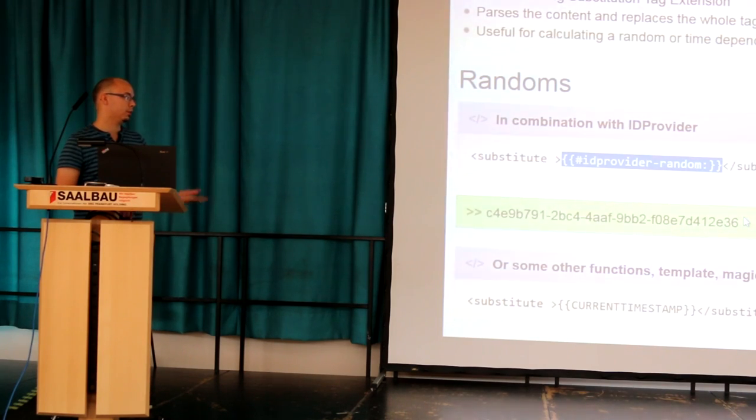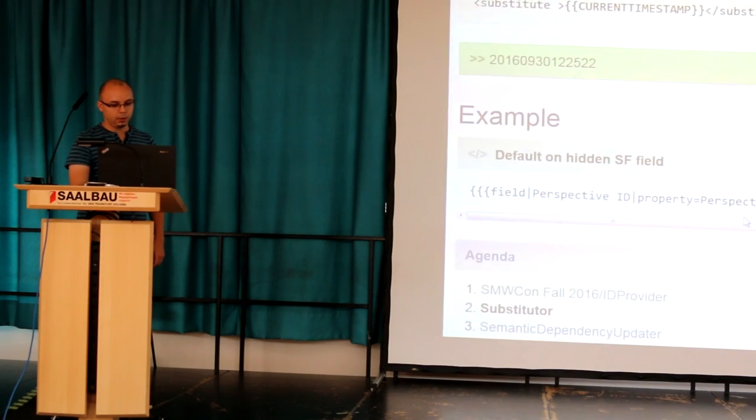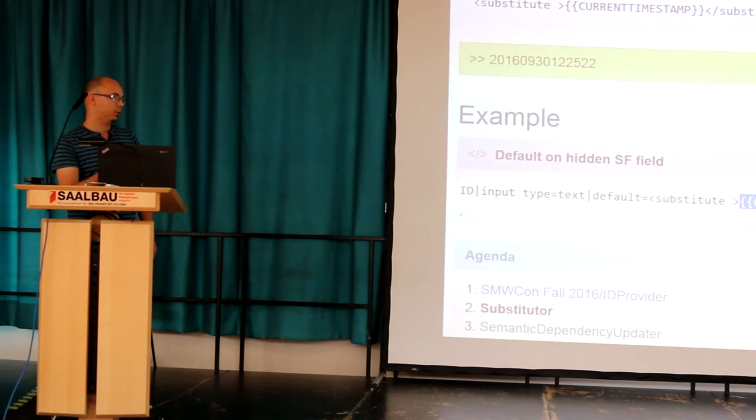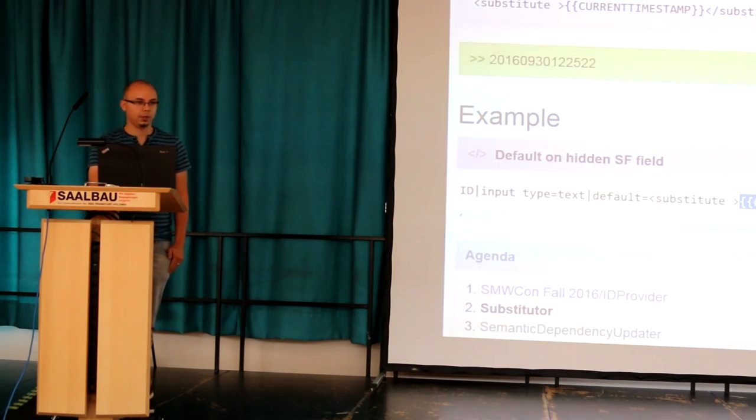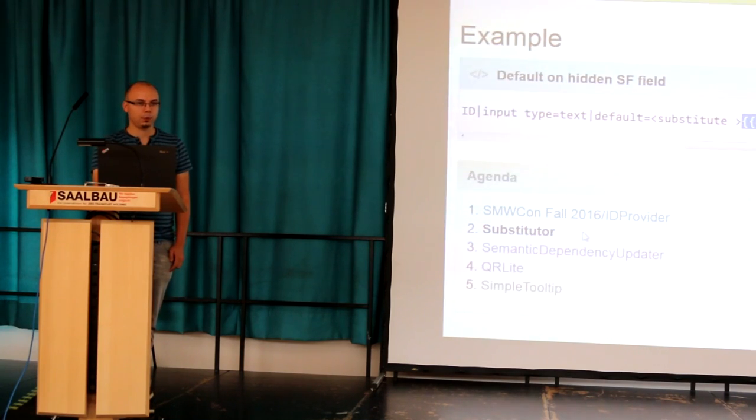That makes, for example, sense with IDs. I've got one example where we've got a default field where we use a random UUID through the ID provider. And the default link is generated once, and then it stays that way. Because if you use a function without substitute, it will always change with a page refresh, and that wouldn't make sense for an ID if it's changing again. Questions about that?